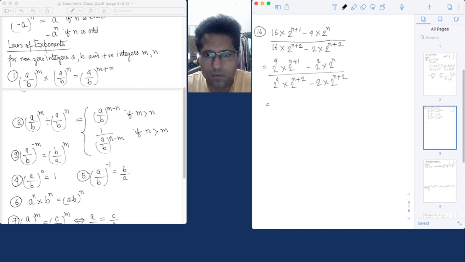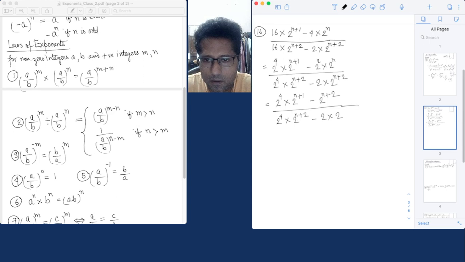Now 2 to the power 4. Now this is 2 to the power 4. I am not yet adding the powers. Now this thing is 2 raised to the power n plus 2 divided by 2 to the power 4 multiplied by 2 raised to the power n plus 2, and this is minus 2 raised to the power n plus 2.